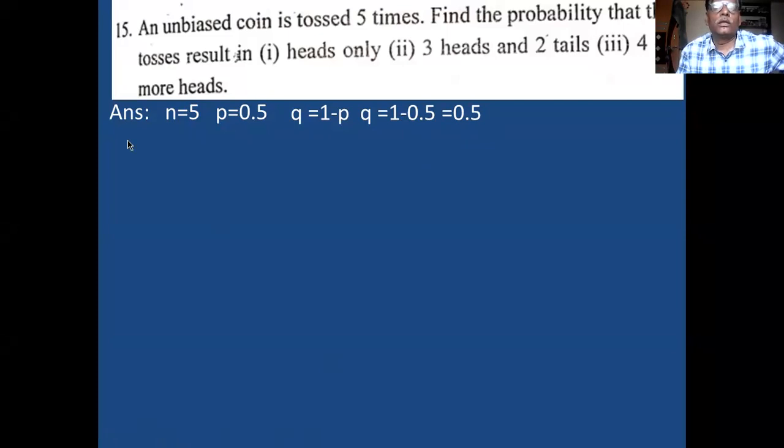Then the first question is your equation. You see the equation. Probability mass function P, probability of X is equal to NCX, P raised to X, Q raised to N minus X. This is the equation. Remember it properly.